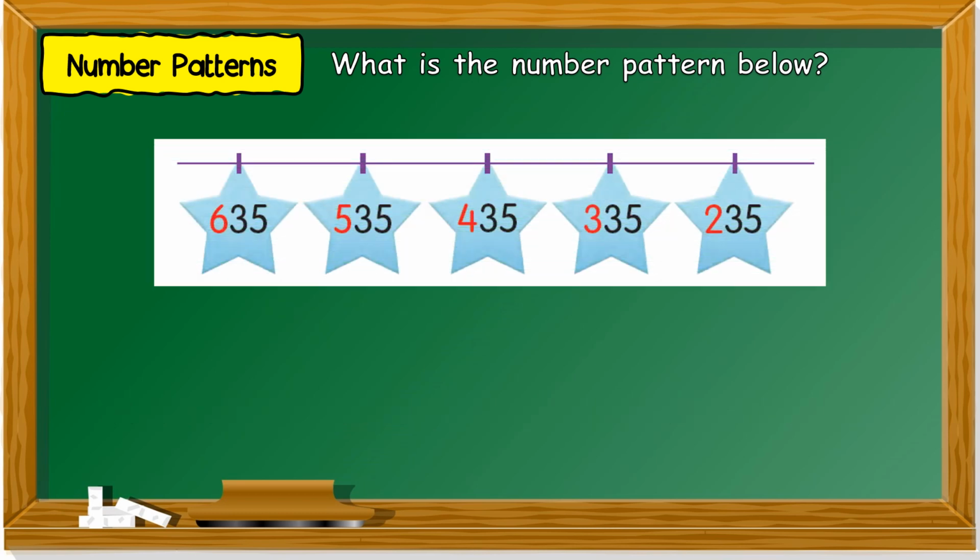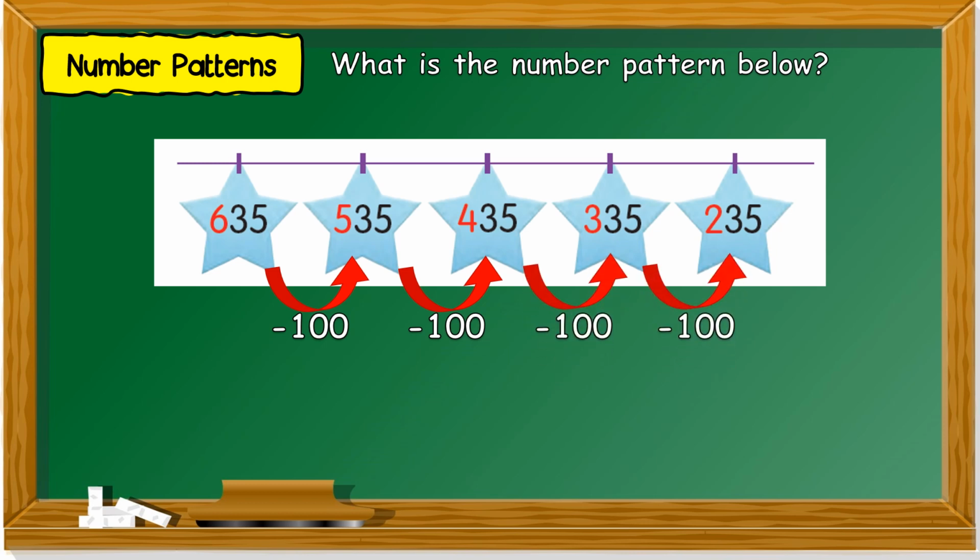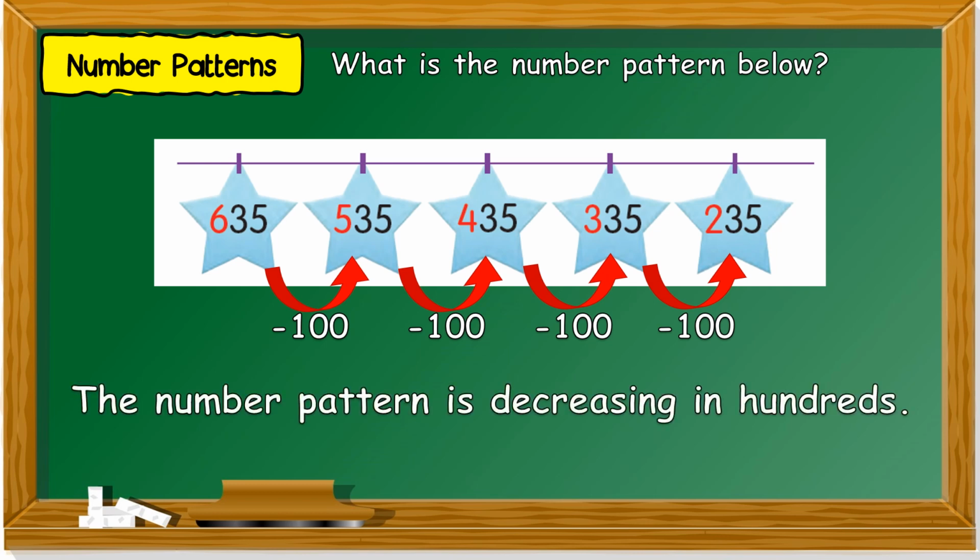How about this? 635 to 535. Okay, we can see it is decreasing in 100. 535 to 435. Also decreasing in 100. 435 to 335. Same. Okay, all the same. So the number pattern here is decreasing in hundreds.